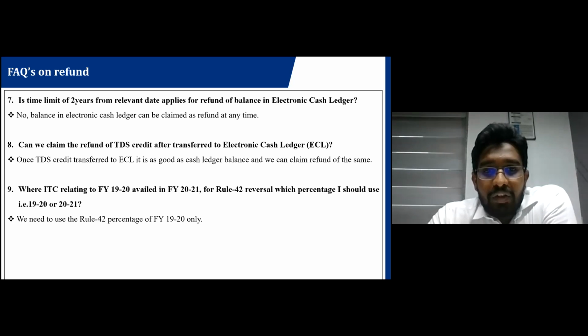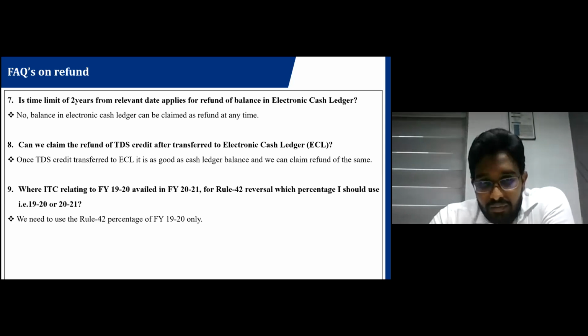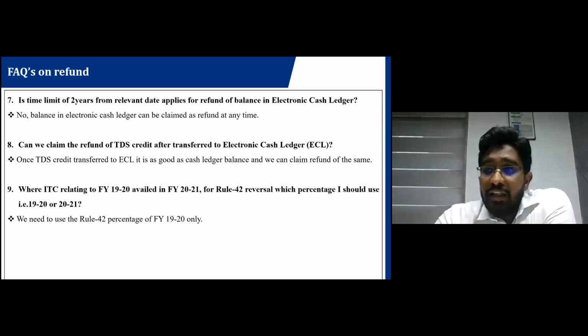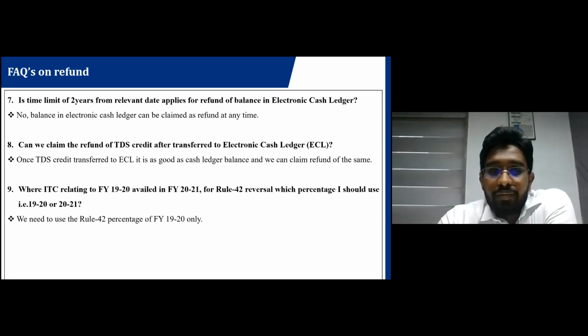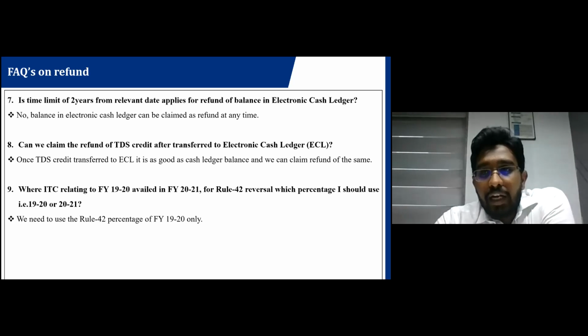Where ITC relating to 19-20 is availed in 2021. For suppose, ITC relating to 19-20 availed in September 2021 as it is the last date to avail the credit. Now to reverse ITC under rule 42, which percentage should I use? We need to use the rule 42 percentage of 19-20 only, not the rule 42 percentage of 2021 or September 21, because the ITC relates to 19-20.